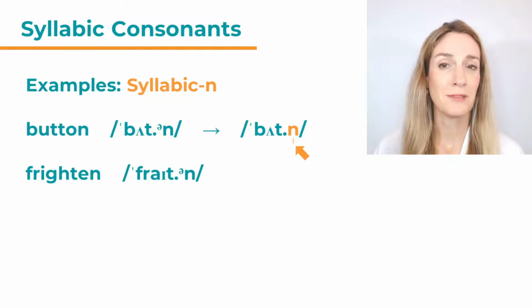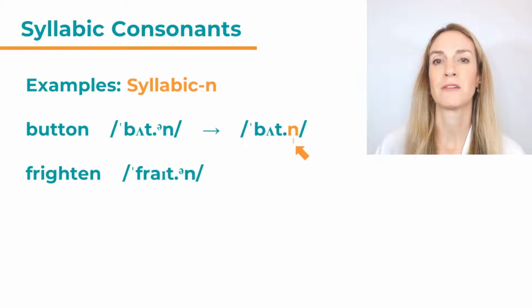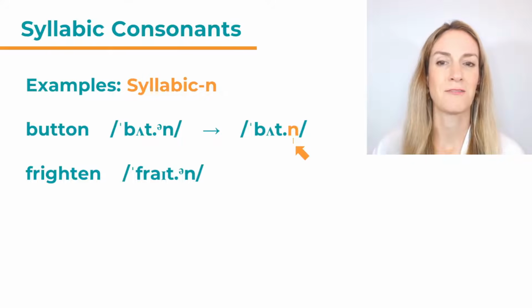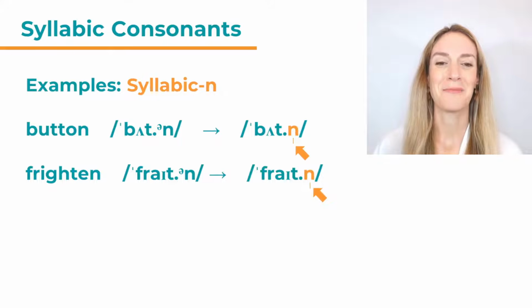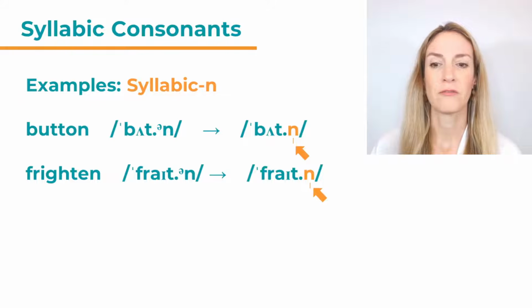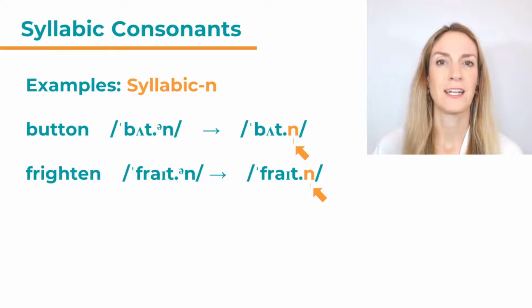One more example, the word frighten. Again, frighten, we have a schwa and n, but said fast, in fact, I think I just said it this way already, it can become a syllabic n, a syllabic consonant. So frighten, frighten. It's really just one sound in the final syllable.